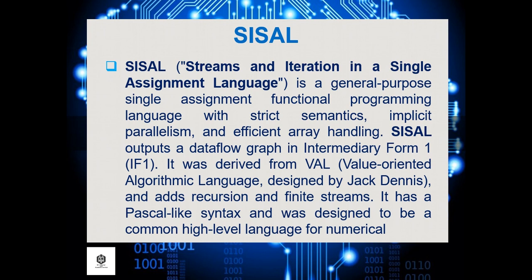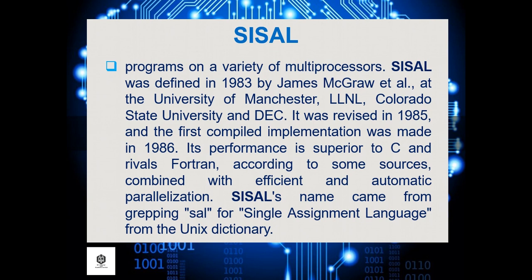SISAL, or Streams and Iteration in a Single Assignment Language, is a general-purpose single assignment functional programming language with strict semantics, implicit parallelism, and efficient array handling. SISAL outputs a data flow graph in intermediary form 1, IF1. It was derived from VAL, or Value-oriented Algorithmic Language, designed by Jack Dennis, and adds recursion and finite streams. It has a Pascal-like syntax and was designed to be a common high-level language for numerical programs on a variety of multiprocessors.